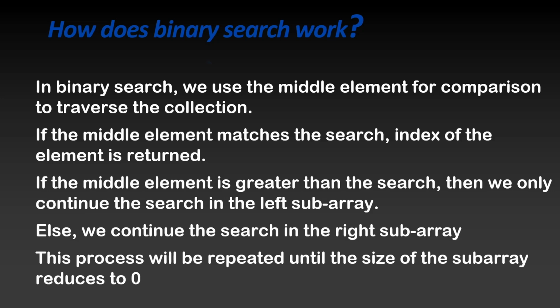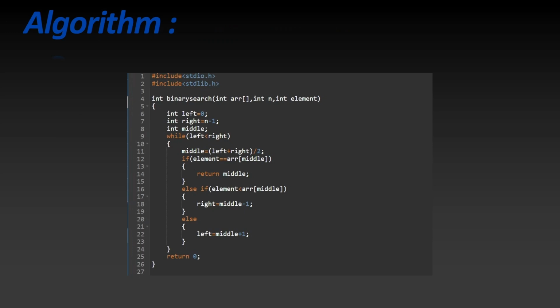Now let's look at the algorithm. This is the algorithm for binary search. We have left equal to 0, right equal to n minus 1, which is the last index, and we have another integer middle. We start a while loop where left is lesser than right. We find the middle element using the formula mid is equal to (L plus R) by 2.